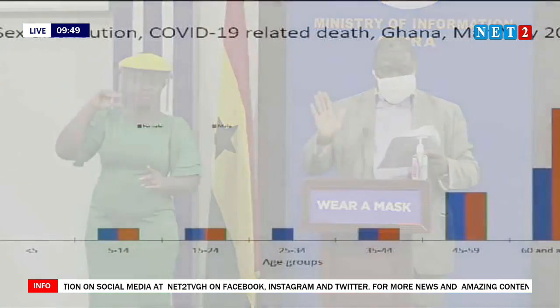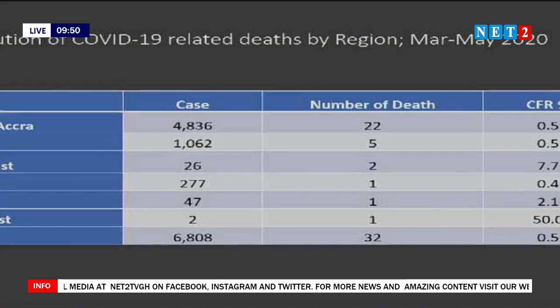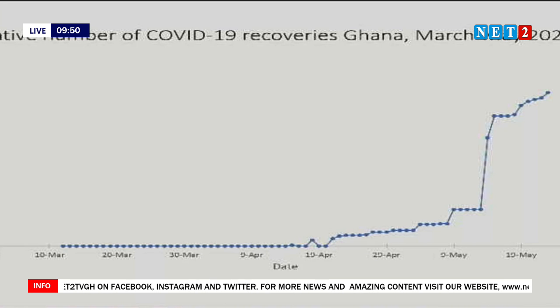And you realize that clearly, as you progress along the age brackets, the risk of death increases. And then the distribution of deaths by region is what we have in the next chart. And then the cumulative number of recoveries. You realize that it was down for some time.